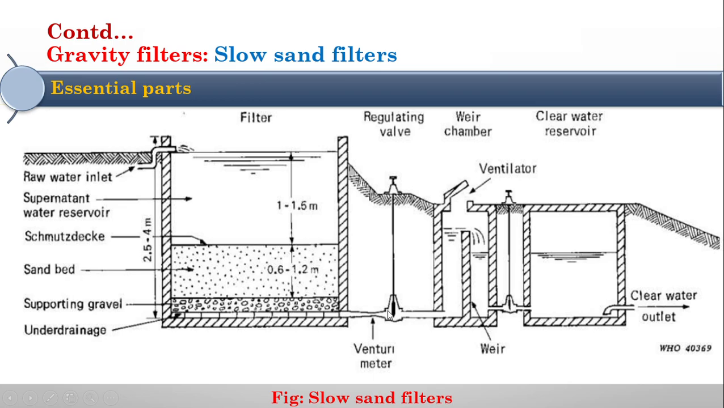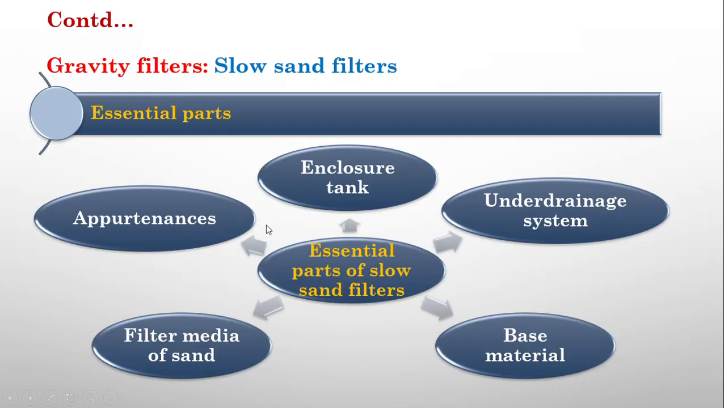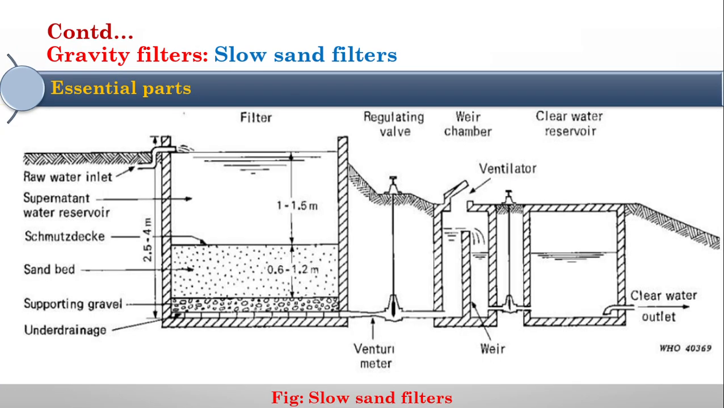And base material. This is sand. I'm sorry, base material is whatever is placed below the sand. That may be gravel. And this is the filter material. Appurtenances means some ventilators, venturi meters, weirs, etc. So these are the main parts of a slow sand filter.